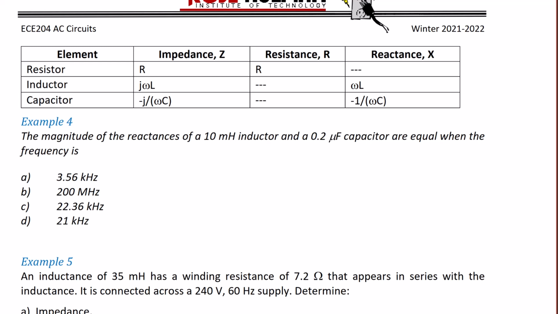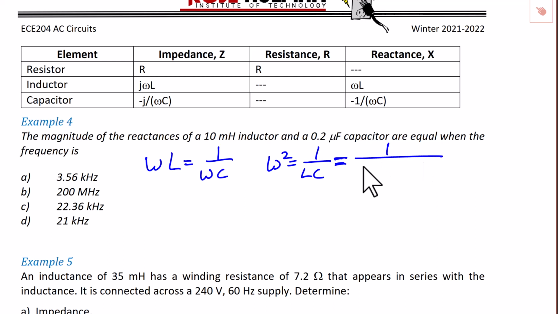Now let's try example 4. The magnitudes of the reactances of a 10 millihenry inductor and a 0.2 microfarad capacitor are equal when the frequency is what? So we're going to equate the magnitude of omega L and the magnitude of -1 over omega C. So omega squared is equal to 1 over LC, and if you put in the values for the inductor and the capacitor, we get that omega squared is equal to 500 meg, which is 500 times 10 to the 6th power.